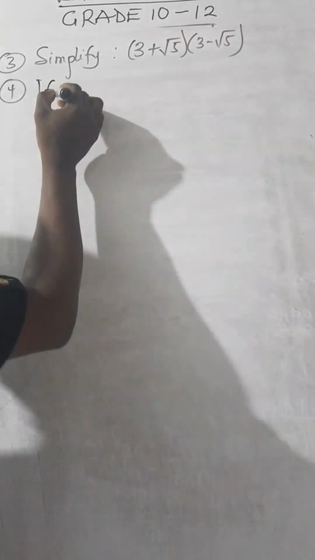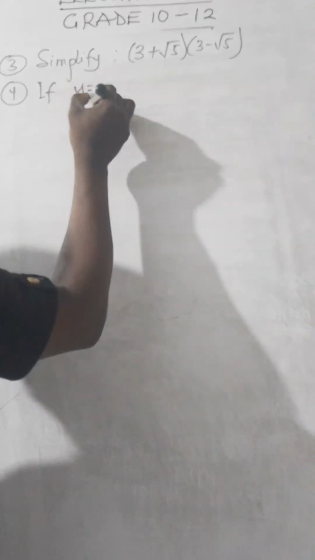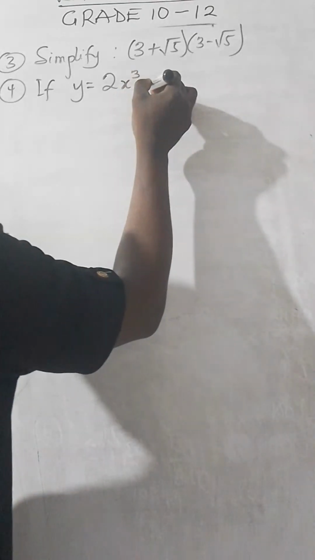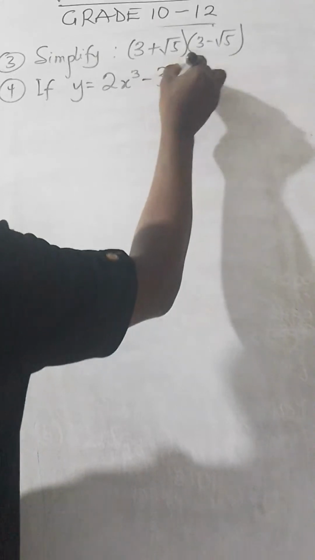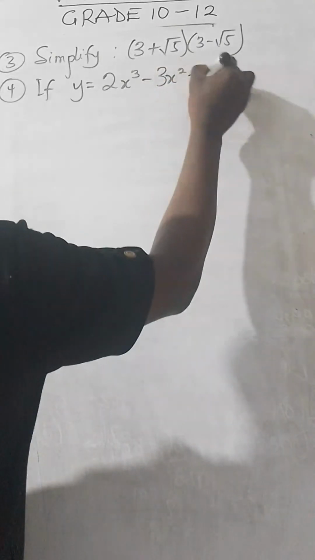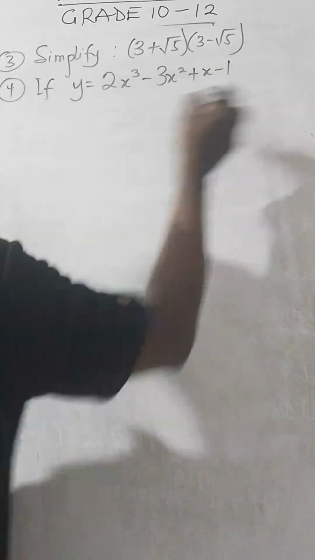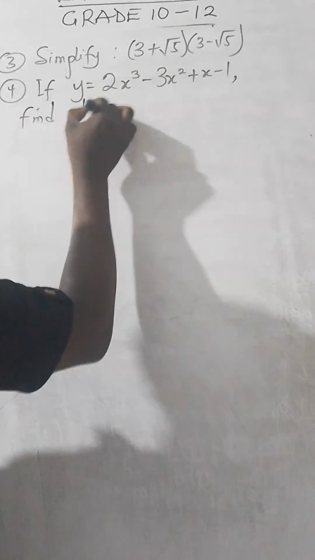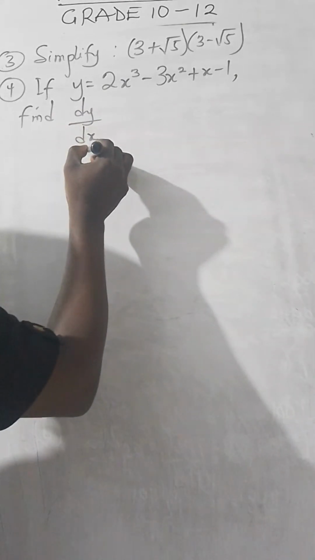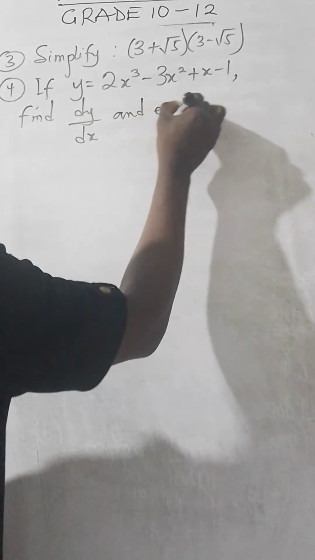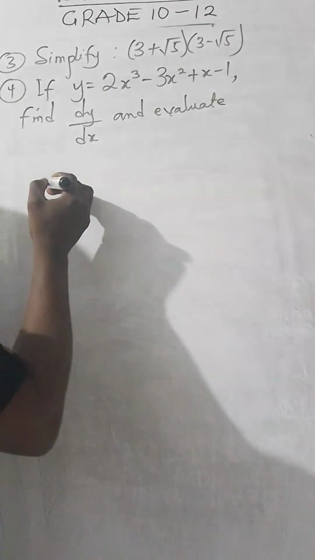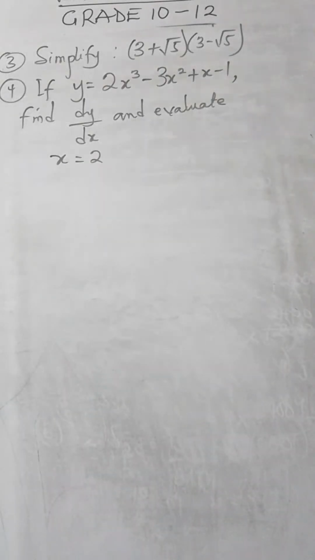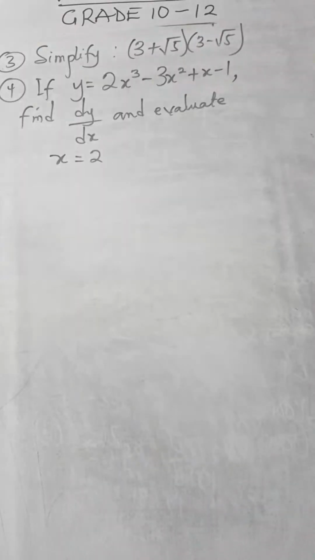If y equals 2x exponent 3 minus 3x squared plus x minus 1, find dy/dx and evaluate at x equals 2. Okay, so we continue with these 2 questions here.